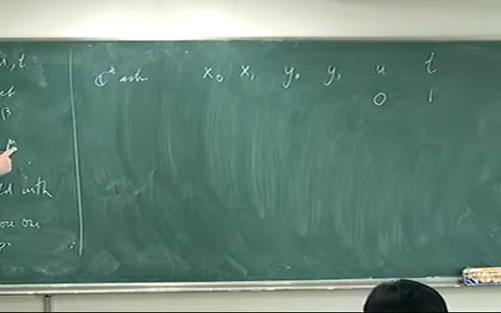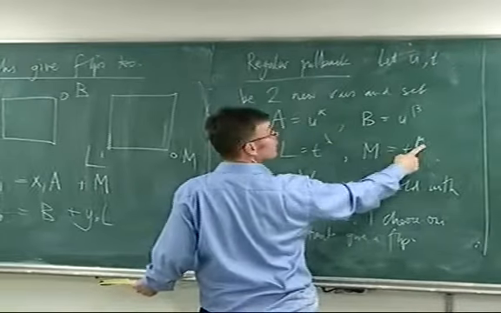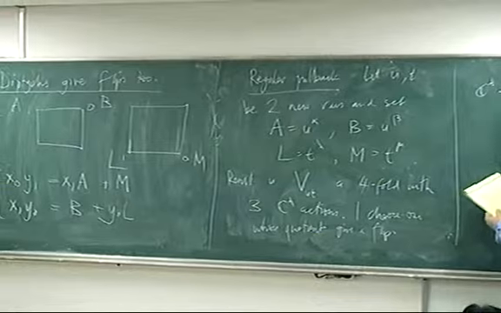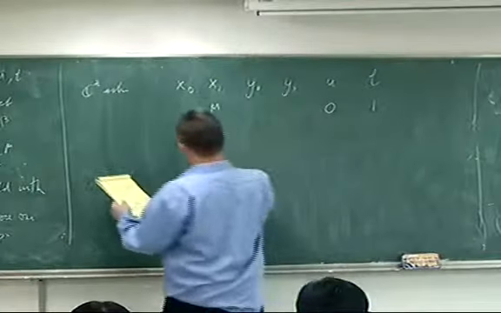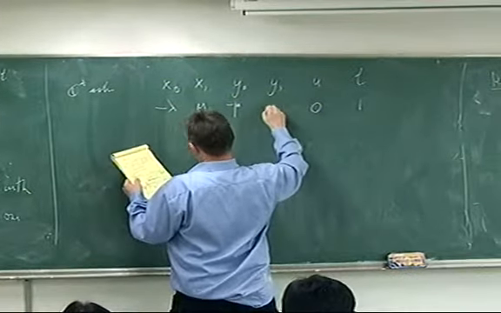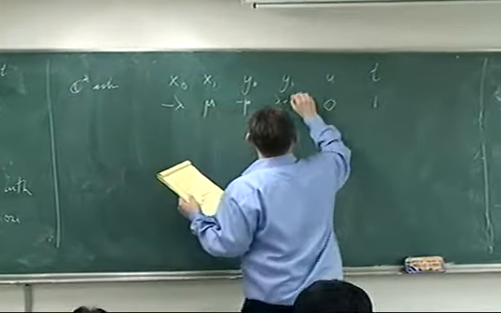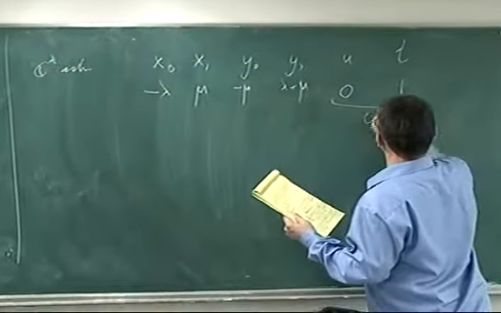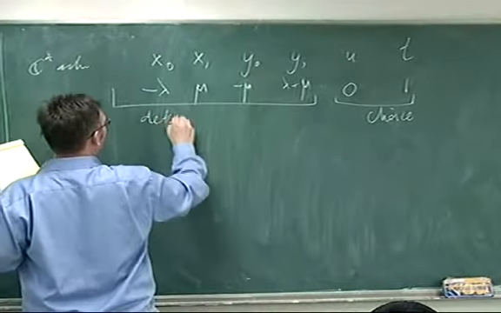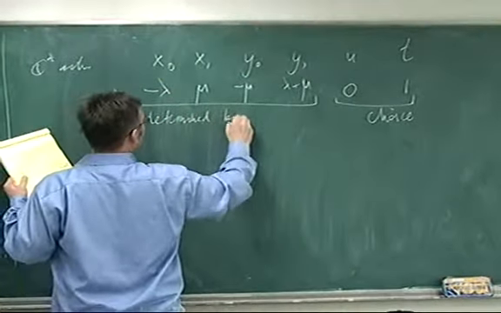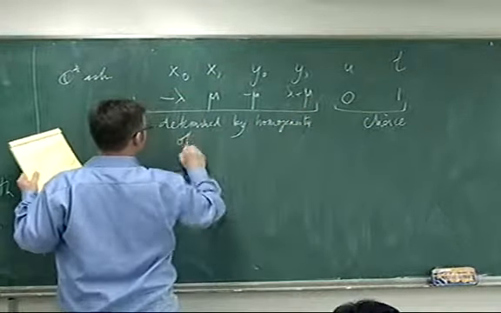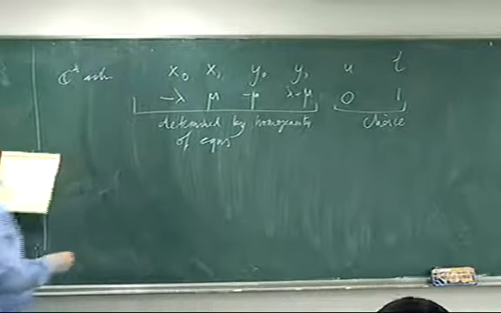M has weight mu because it's t to the mu, so A has weight 0, so x1 had better have weight mu, and so on. I'll just fill these in. Minus mu and lambda plus mu. So let me just say that this was a choice. Those two were a choice. These were determined by the equations, determined by the homogeneity of the equations. Okay.